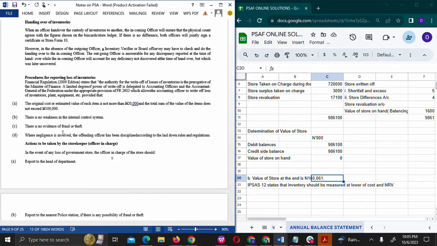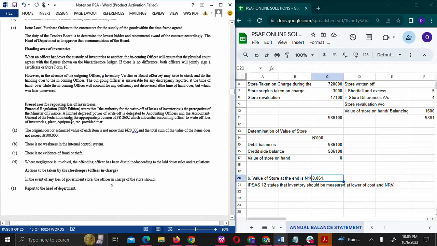So we want to look at what are the procedures for reporting loss of inventory, because the broad overview of what we are discussing today is accounting for inventory and also the treatment for the loss. So number one, the authority for the write-off of loss of inventory is the prerogative of the Minister of Finance, and the limited degree of power to write off is delegated to the accounting officer and the accountant general.